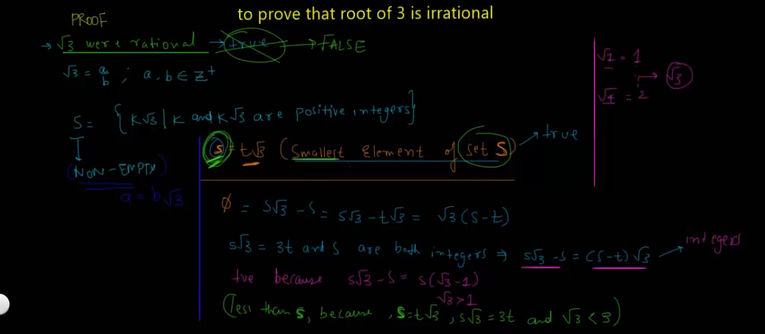So basically what we have done is assumed a smallest element in a set, but we have found an element which is smaller than the smallest element. This is what contradicts. The smallest element is not s; there is another smaller element, which is s minus t multiplied by root 3. So we are contradicting our assumption. Our assumption was that root 3 is rational, but since our assumption is false, we can clearly say that root 3 is irrational.